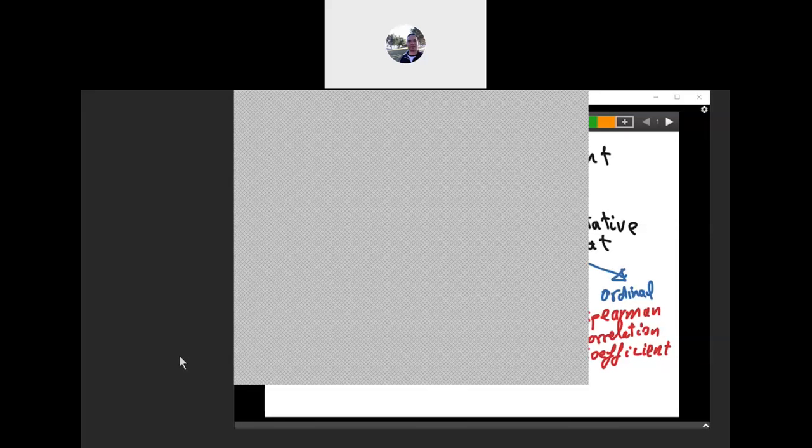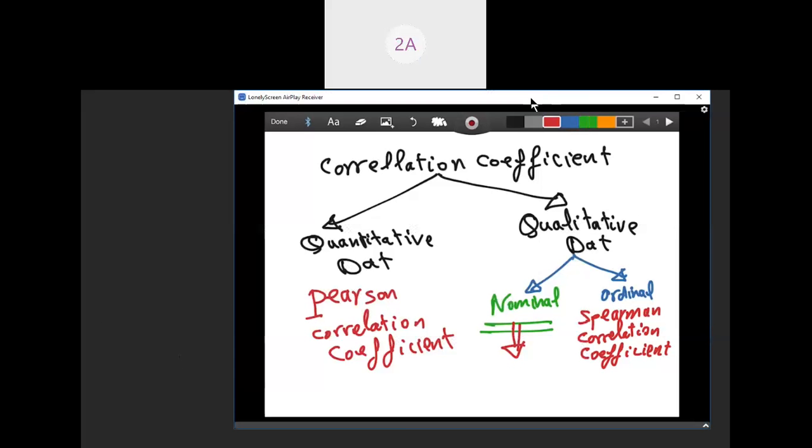The screen is not clear for me. Sorry? There's something blocking the screen. I can't see it. Yes, I can see it now. Okay. Sorry.